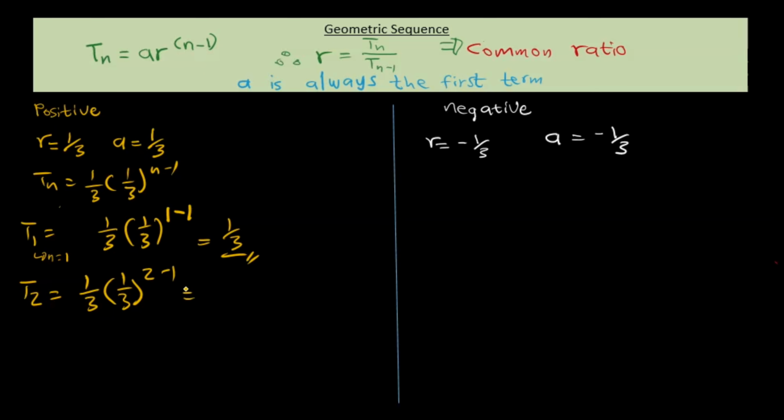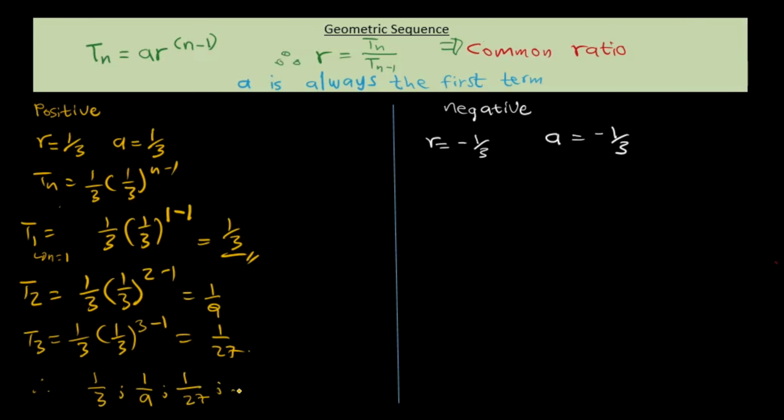Then the value will be 1 over 9. T3 will be 1 over 3, 1 over 3 to the power of 3 minus 1. Then the value will be 1 over 27. Therefore, the sequence will be 1 over 3, 1 over 9, 1 over 27, etc. So this is the first one.